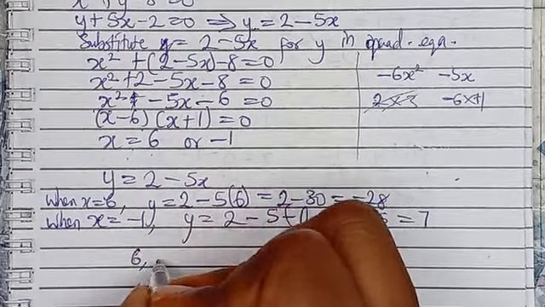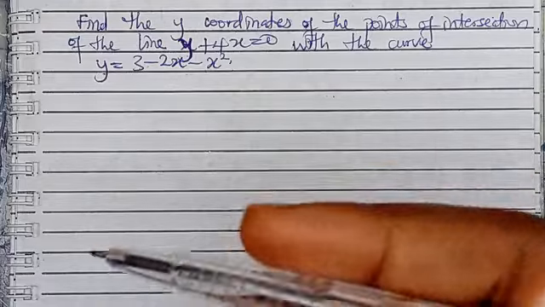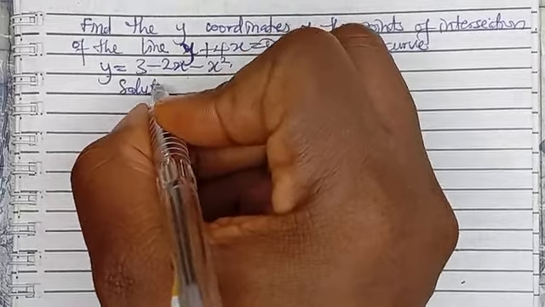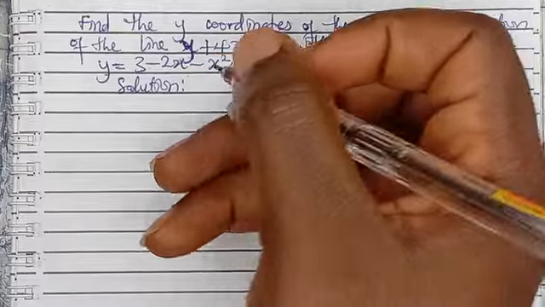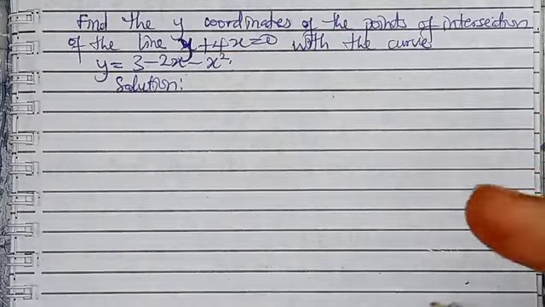Now we've been presented with another example which says: find the y coordinates of the points of intersection of the line y plus 4x equal to 0 with the curve y equal to 3 minus 2x minus x squared. This question is just asking us for y coordinates, but of course we have to find x first, and then from there we are going to substitute to find the y coordinates. What we are doing is to see different ways that questions on simultaneous quadratic and linear equations can come.